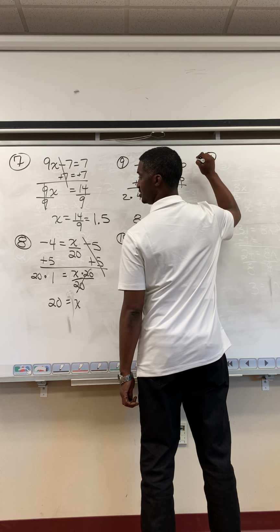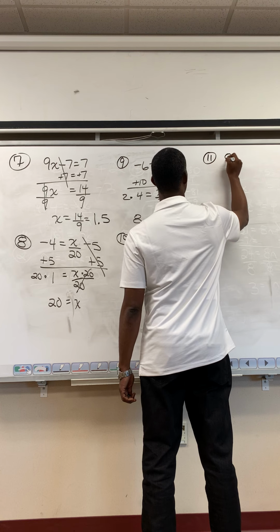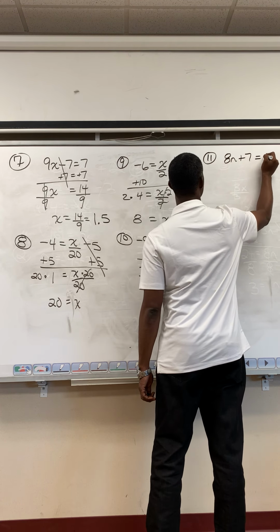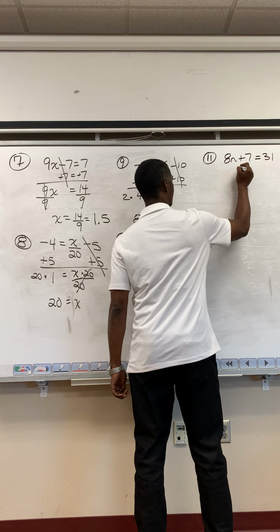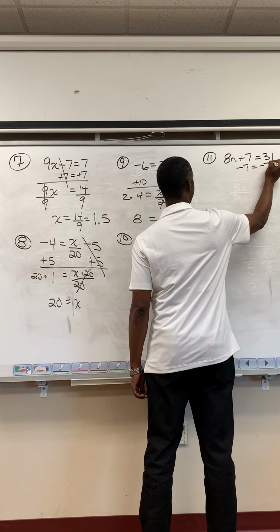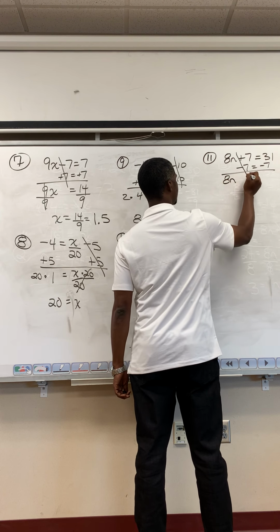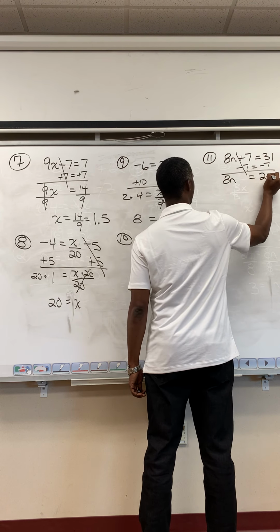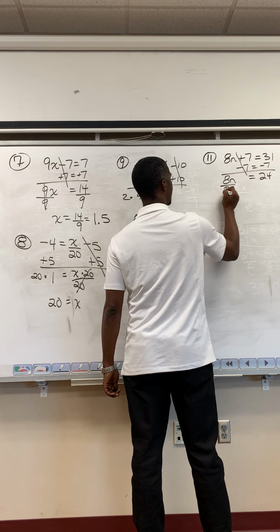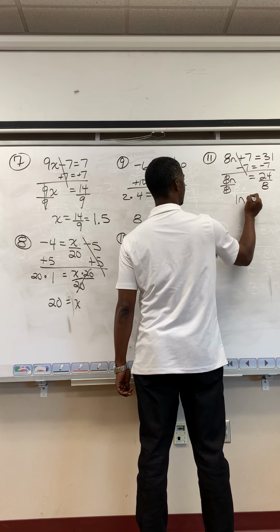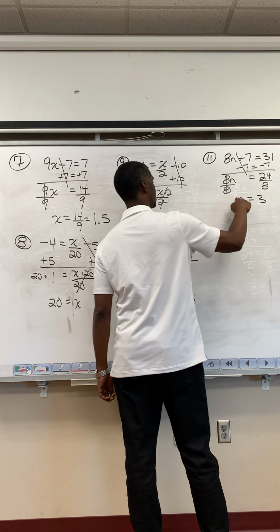Number 11 is 8n plus 7 equals 31. I'm gonna subtract 7 on both sides. That's gonna leave us with 8n. 0 is equal to 24. Divide both sides by 8. That leaves us with 1n is equal to 3. Knock that off.